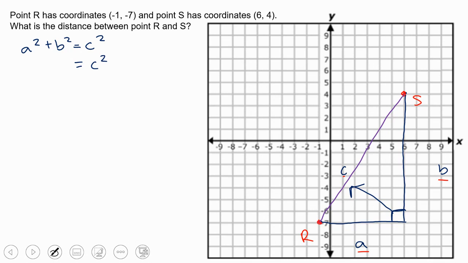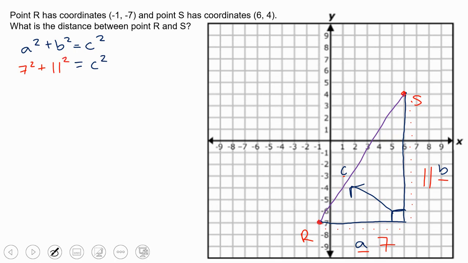So now let me go ahead and count. I'm going to count each one of these little boxes here. That's 1, 2, 3, 4, 5, 6, 7. So this side measures 7. This side over here measures 1, 2, 3, 4, 5, 6, 7, 8, 9, 10, 11. So now using those numbers, I'm going to go ahead and plug them in over here. So 7 squared plus 11 squared equals C squared.